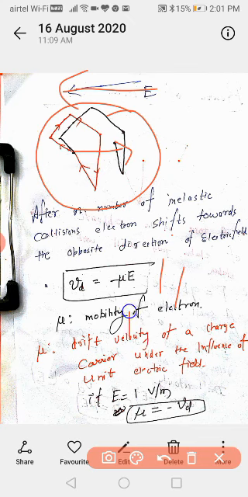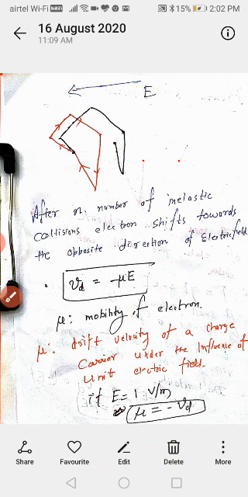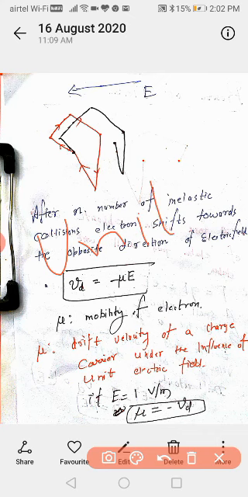So now there is a homework for you. You need to calculate the unit of mobility. What will be the unit of mobility? Find out. Now you know the unit of electric field, and the unit of velocity is known. Use the same system, CGS or MKS, and then you can find the unit of mobility.